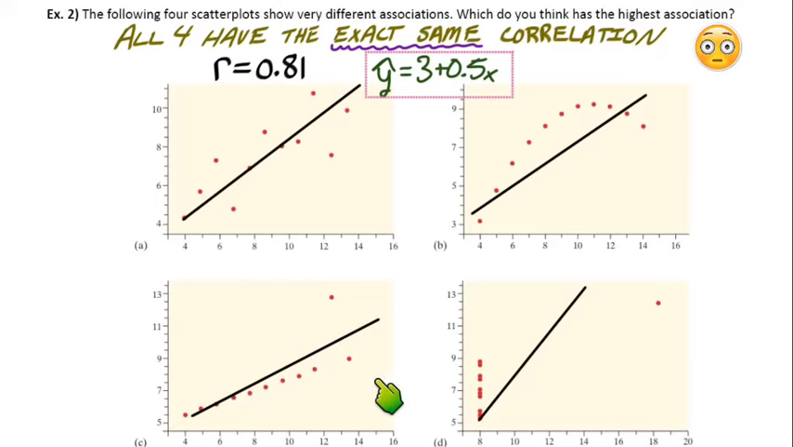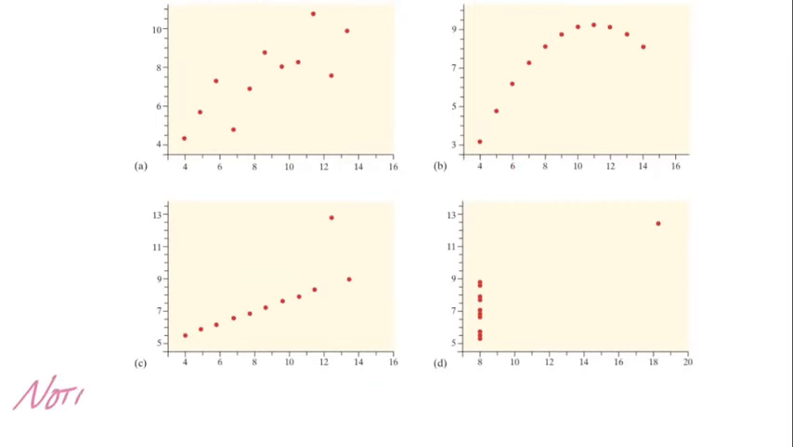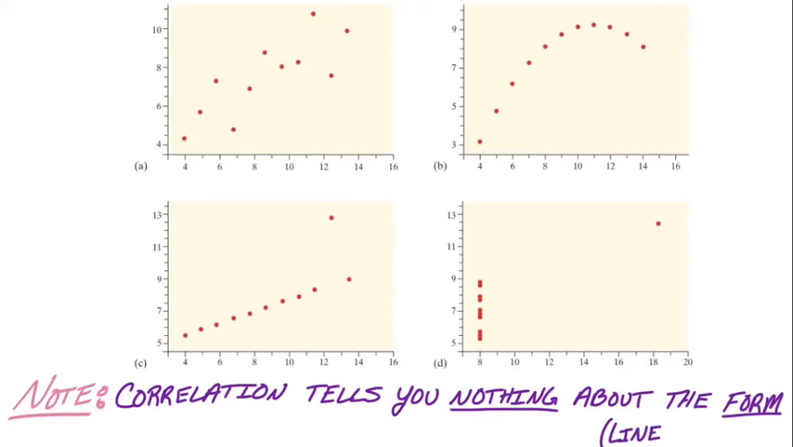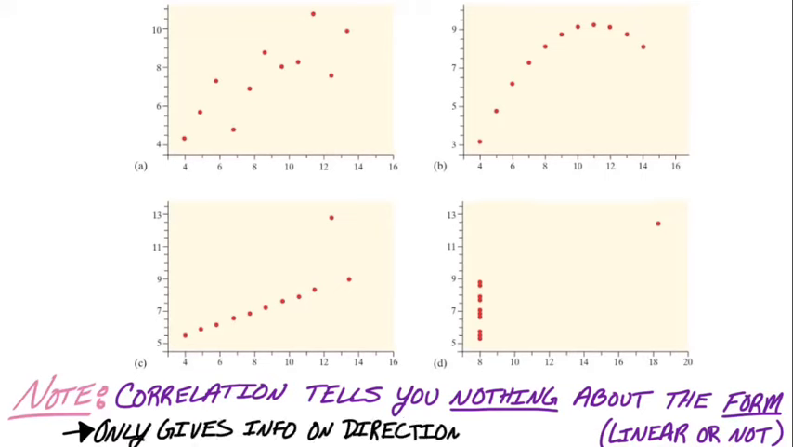So this is actually a famous example. These 4 graphs, a guy by the name of Frank Anscombe came up with this. So why do I show you that? To tell you that they all have the exact same correlation. Well, that's kind of the note I want to make here. What does correlation tell you about and not tell you about? Well, it tells you nothing about the form, like linear or nonlinear, obviously. That's what we just illustrated. So it only gives you information about the direction and strength of the relationship.